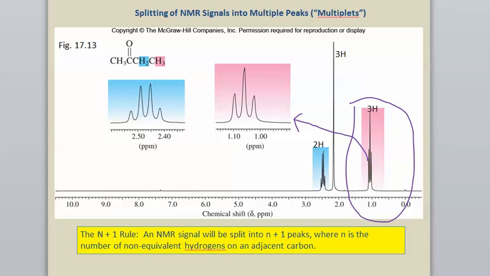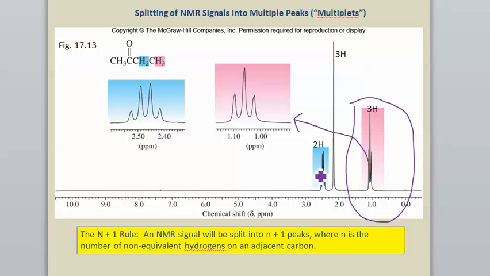And what we call this thing is a triplet. It's 3 peaks, 1 big one, 2 smaller ones, but you can see it's got a lot of symmetry to it. And that splitting is due to the influence of these CH2 hydrogens that are right next door. And at the same time, these 2 CH2 hydrogens, again, they give rise to this signal here around 2.5 or so.